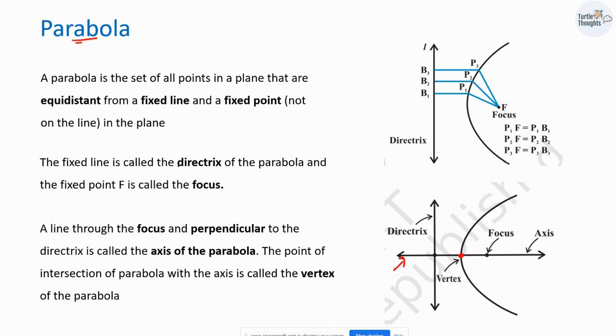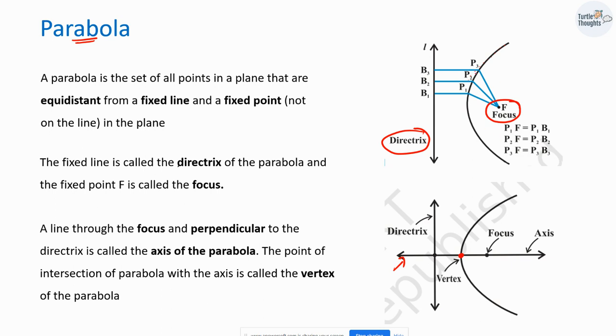I will repeat again. Similar to our circle: a circle is the collection of all the points that are equidistant from a fixed point. Similar to that, the definition of a parabola is the set of all the points in a plane that are equidistant from a fixed line and a fixed point. The fixed line is called the directrix and the fixed point is called the focus of the parabola. This one being the parabola, right?